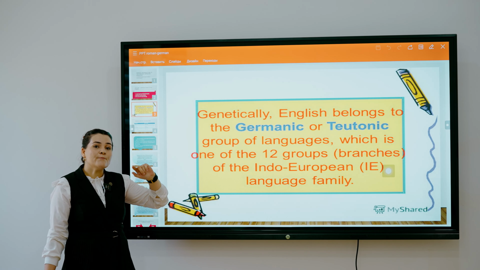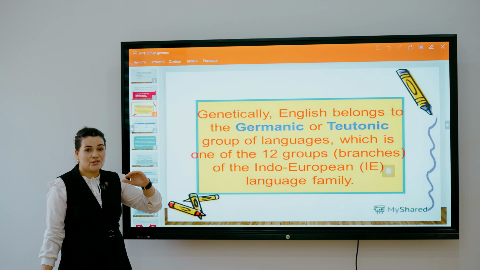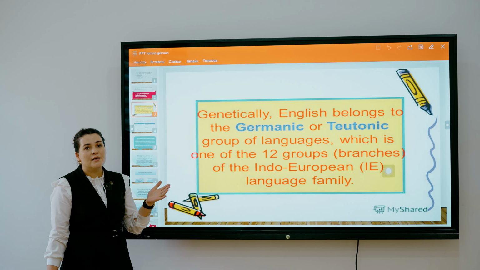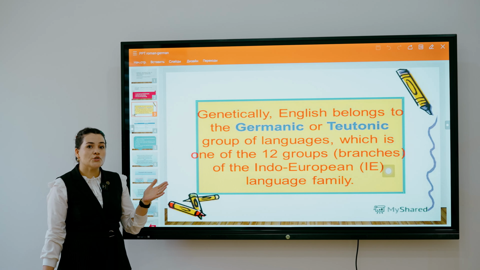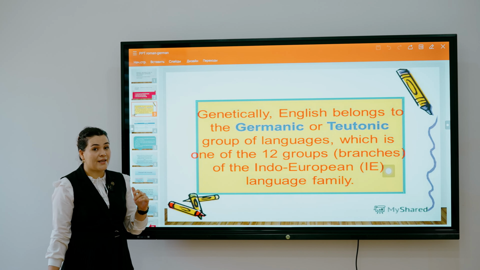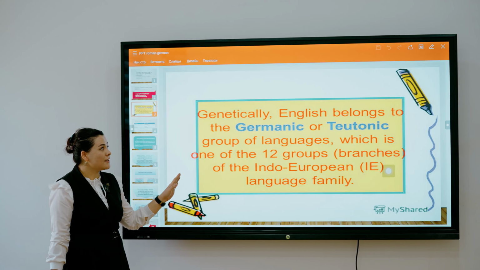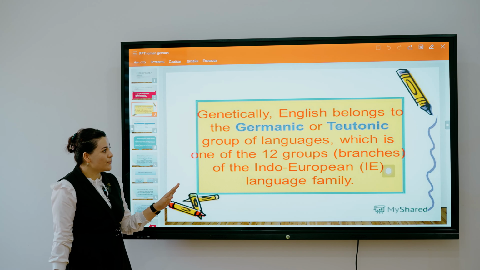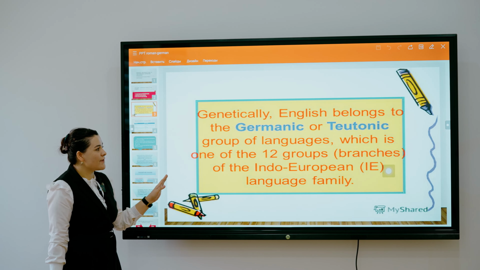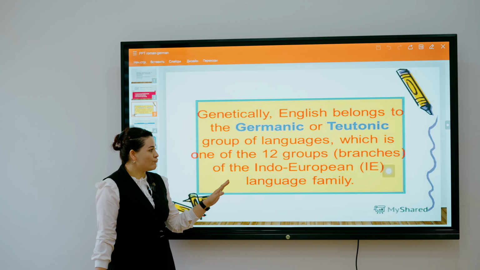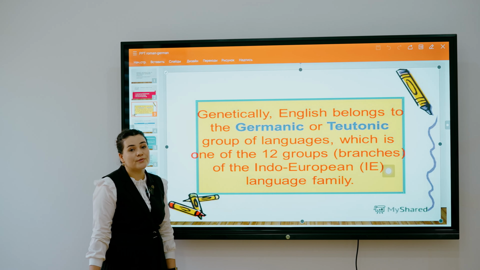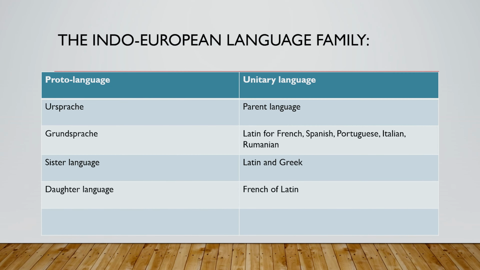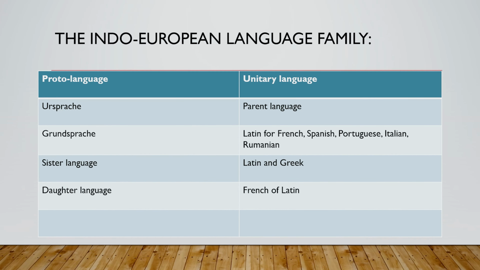What is the aim of the subject? Especially the aim of the subject is to gain knowledge on the origin of languages. Therefore, genetically, English belongs to the Germanic or Teutonic group of languages, which is one of the 12 groups, branches of the Indo-European language family. And the Indo-European language family consists of two parts.